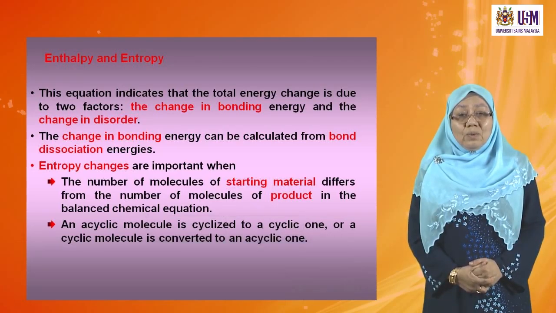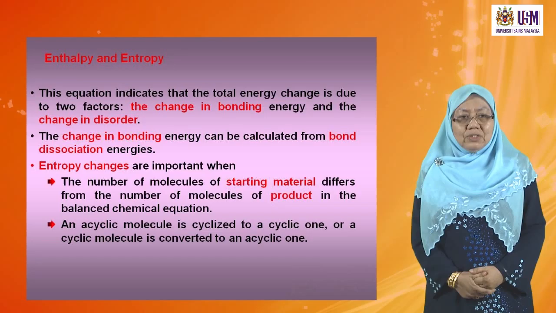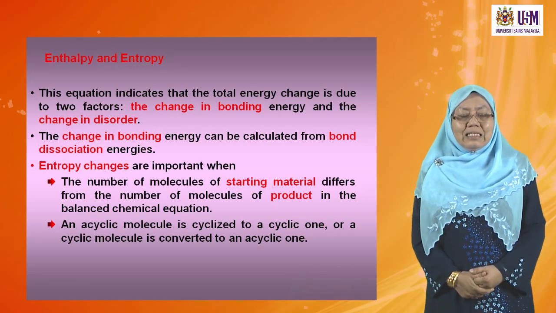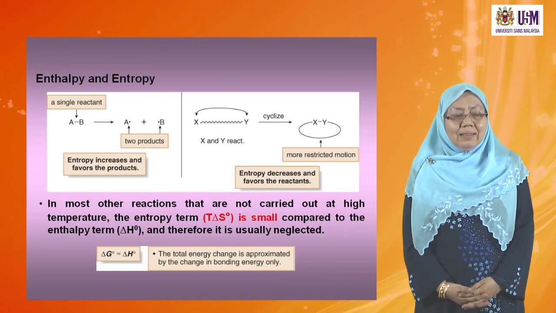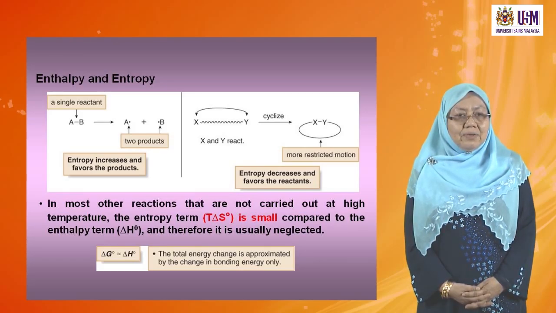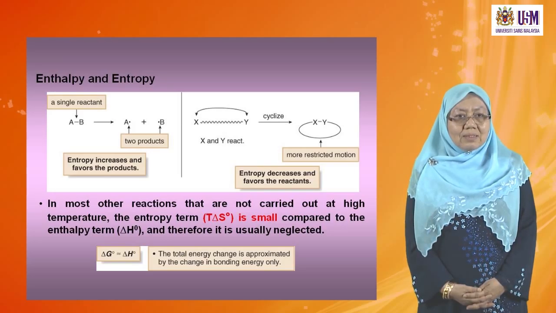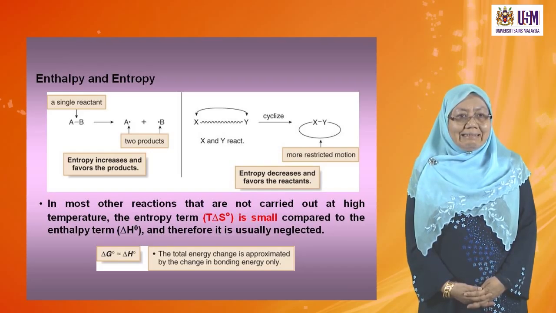Entropy changes are important when, one, the number of molecules of starting material differs from the number of molecules of product in the balanced chemical equation, and two, when an acyclic molecule is cyclized to a cyclic one, or a cyclic molecule is converted to an acyclic one. In the example given, the molecule AB, when the bond breaks, will form two radical products, radical A and radical B. So entropy increases and favors the products. We can see there are two moles of products as compared to one mole of the reactant.